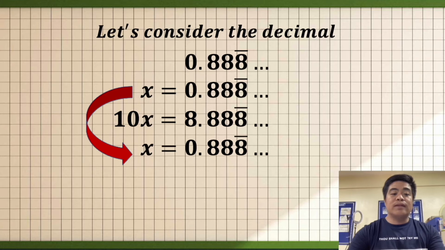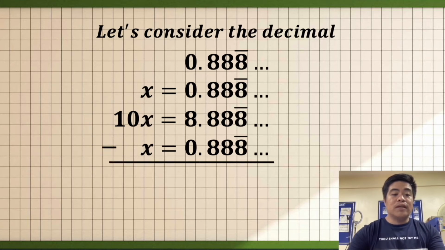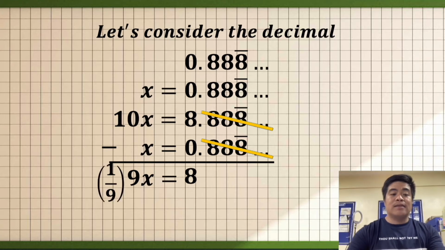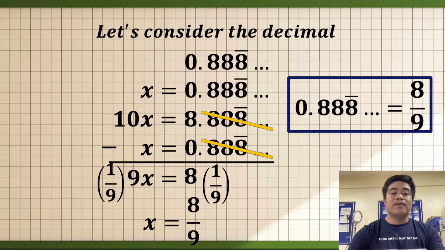After that, meron na tayong dalawang equation. So we're going to subtract, using elimination. Subtracting the two equations, you have 10x minus x, that's 9x, and then 8.8888 minus 0.88888 and so on. We can cross that out, and then you have 8. Then we multiply both sides of your equation by the reciprocal of 9 para makuha mo yung x. Multiply both sides by 1/9, so x equal to 8 over 9. Therefore, we can say that 0.8888 is equal to 8 over 9.